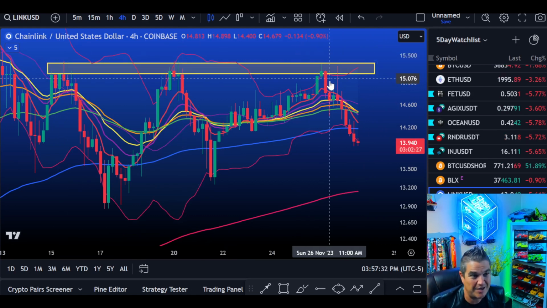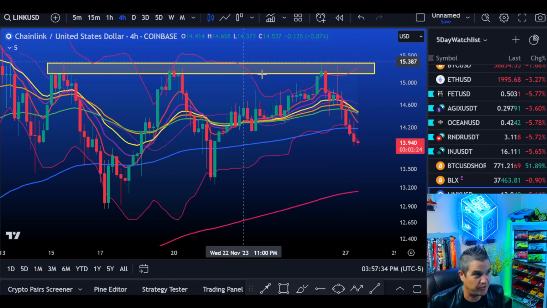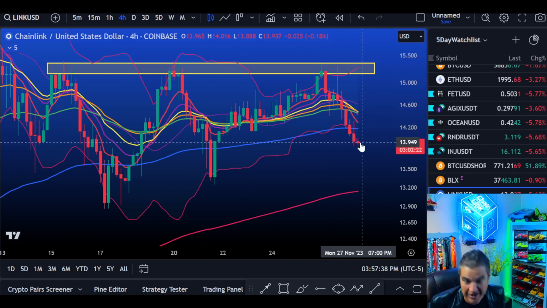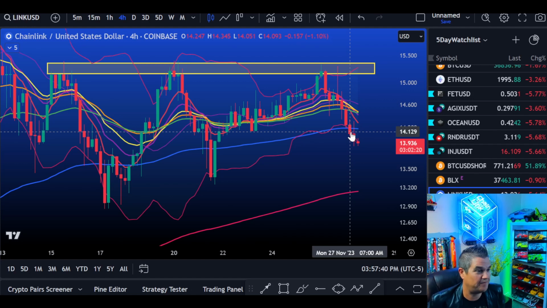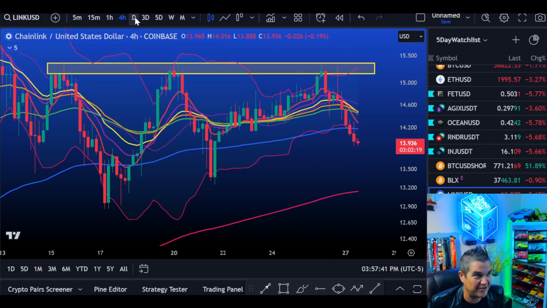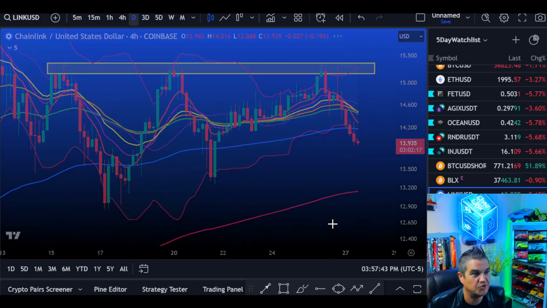So that's over the next couple of days. I'd be watching that. 4-hour candles, right? Each candle is, you guessed it, 4 hours. Good job. Now let's zoom out to the daily to see if this still holds true.